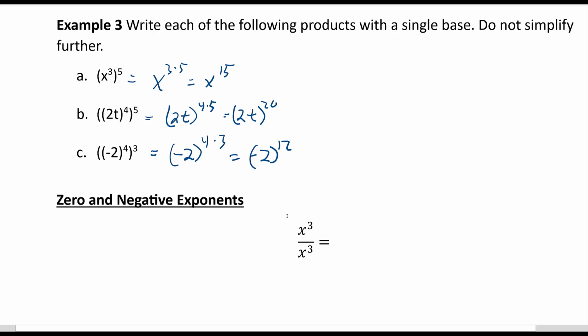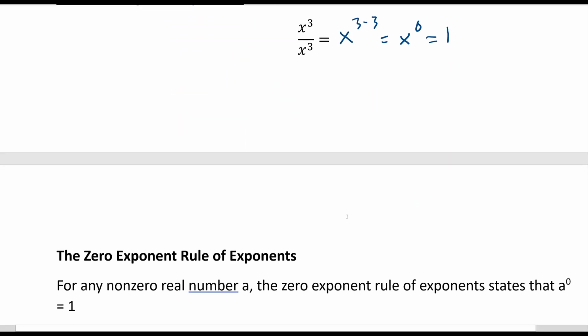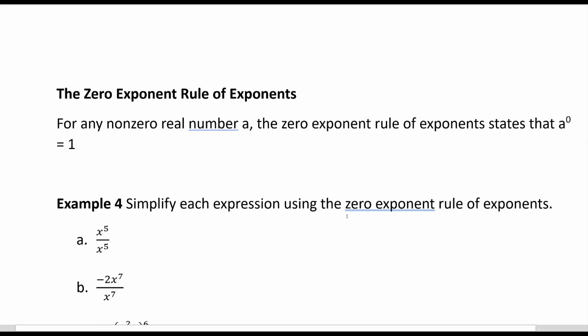Now let's talk about zero and negative exponents. So in this case here, x cubed over x cubed, that'd be x to the 3 minus 3, which is x to the 0. But something divided by itself is 1, so this also equals 1. This leads to the zero exponent rule. For any non-zero real number a, the zero exponent rule states that a to the 0 equals 1.